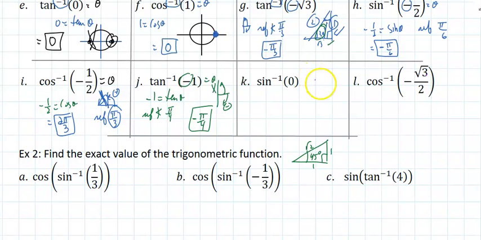How about this problem? It's asking the sine of which angle equals 0. That's a special case. We know sine equals 0 right there and right there, but since it's an inverse sine, it has to be 0.